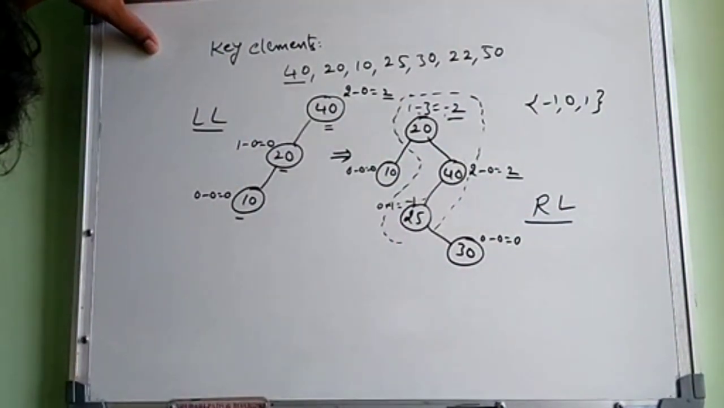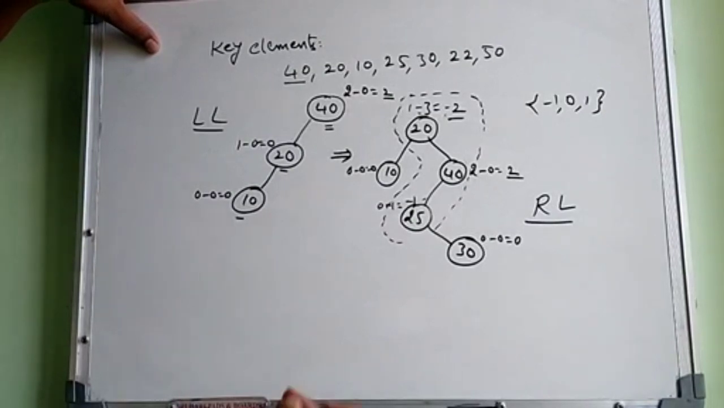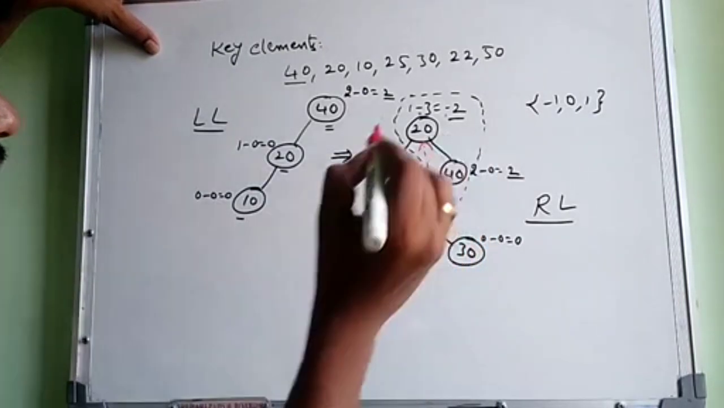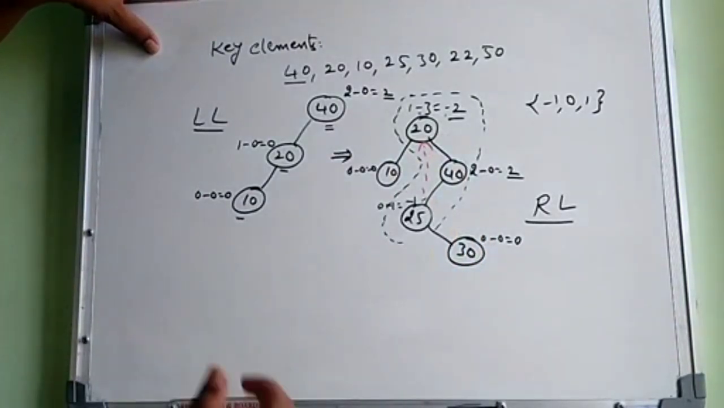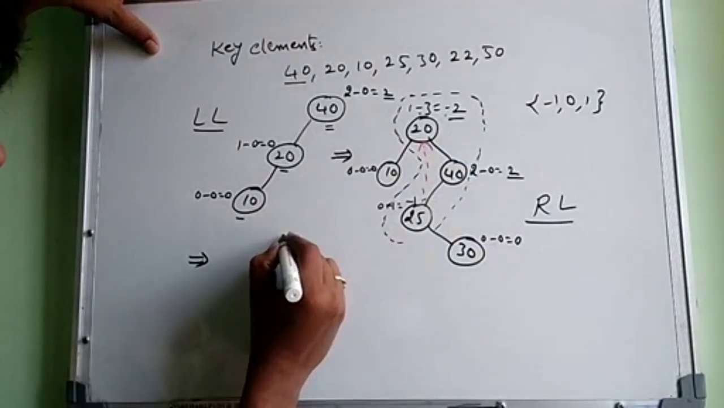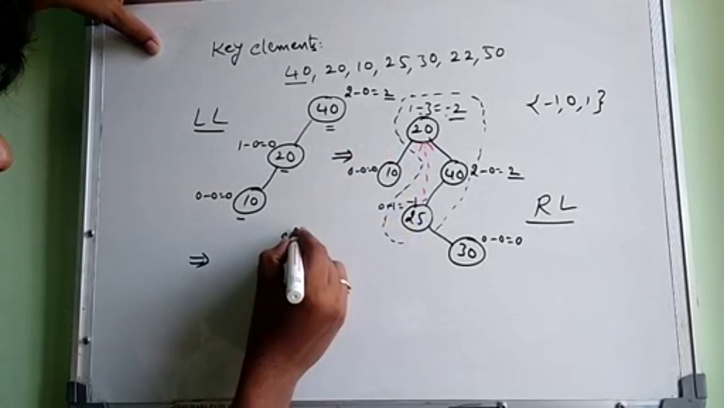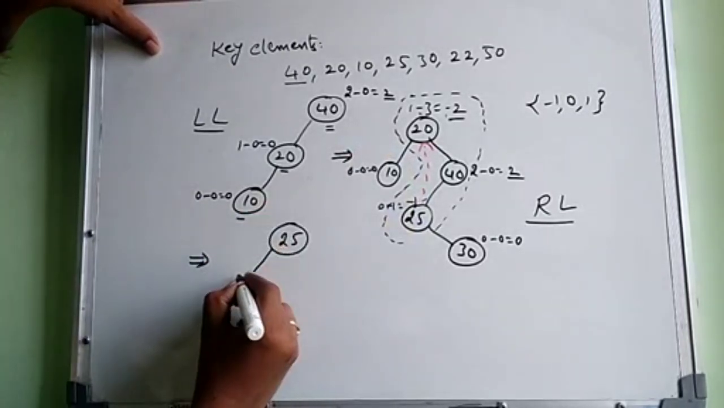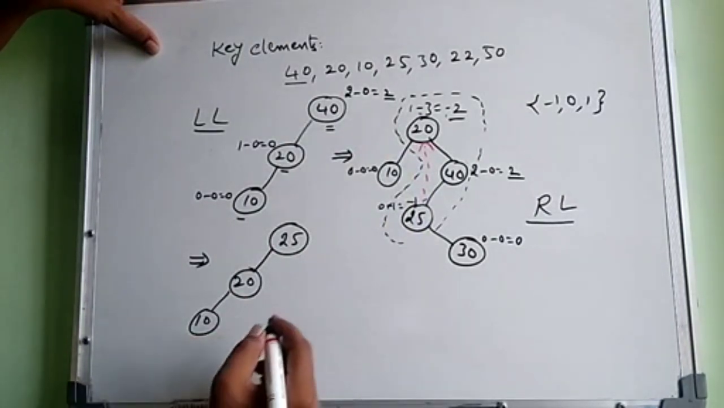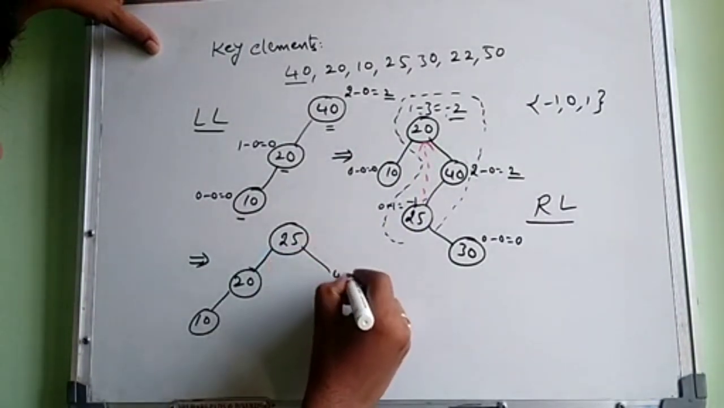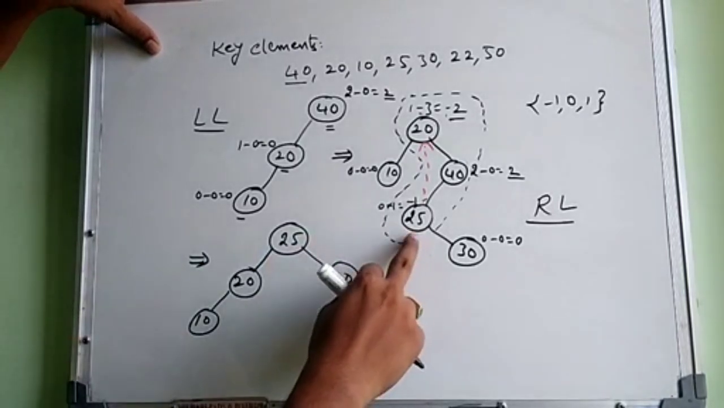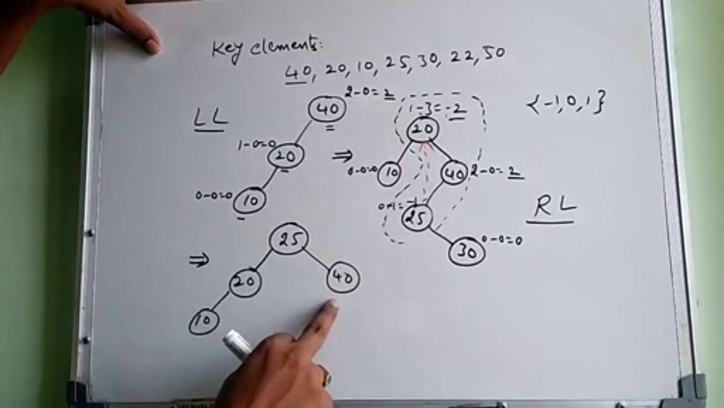So what happens? In RL rotation, the last node becomes the root node. After RL rotation, the tree becomes: 25 is topmost, 20 comes down, and 10 as usual. Next, in its place 40 is connected. So 25's right side is 30, but 25's right side already has 40.